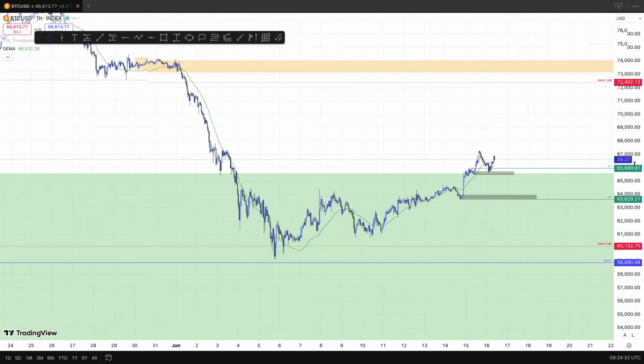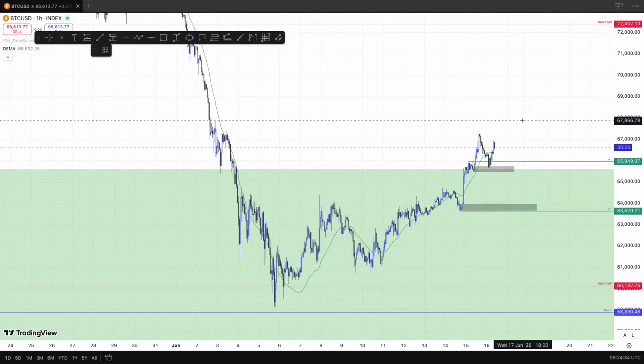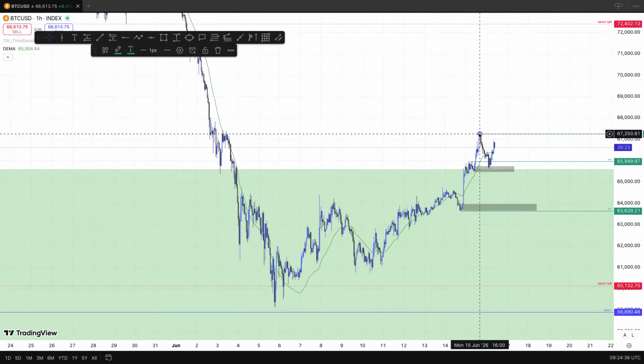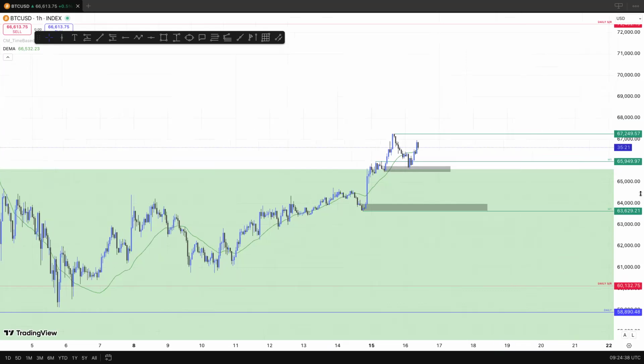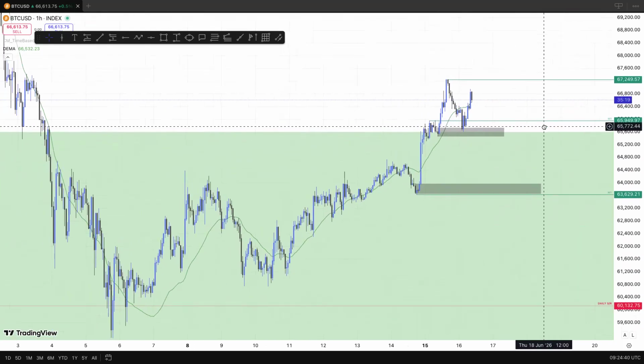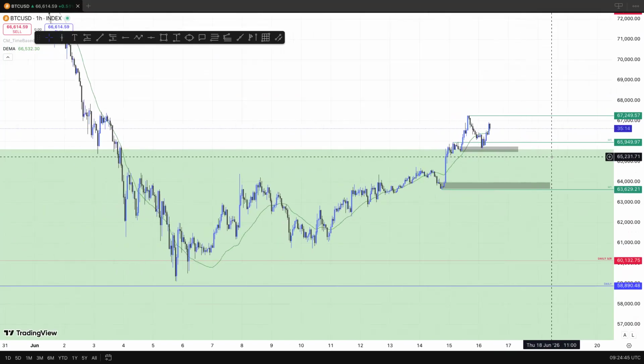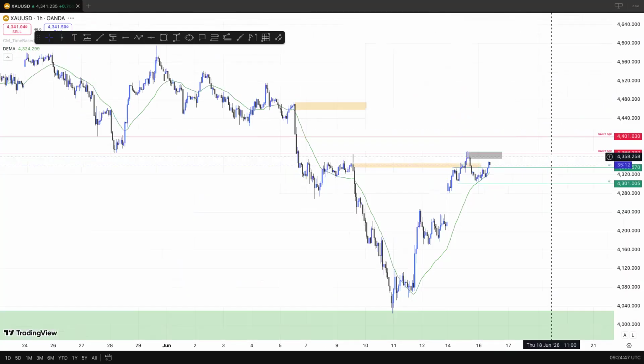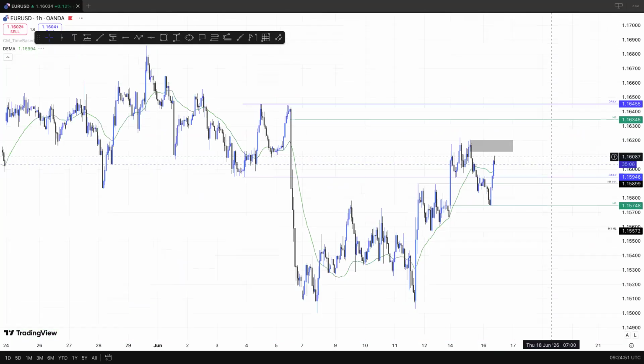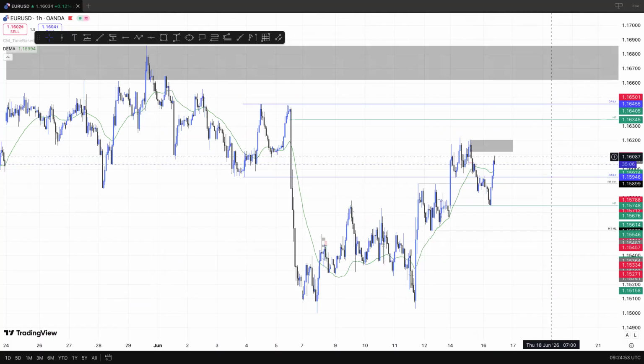So yes, BTC/USD is currently bullish. If we invalidate this high, then the bullish move keeps on distributing. So yes, BTC/USD bullish, XAUUSD still bullish, and EURUSD still bullish.